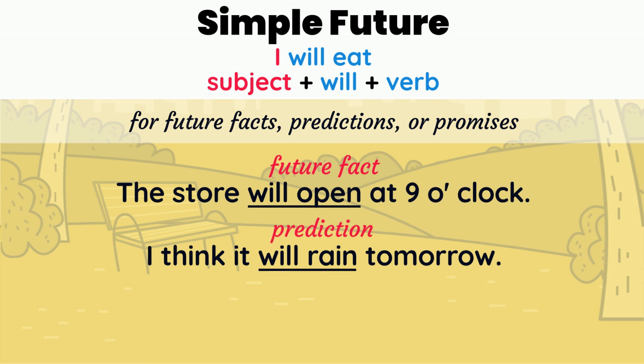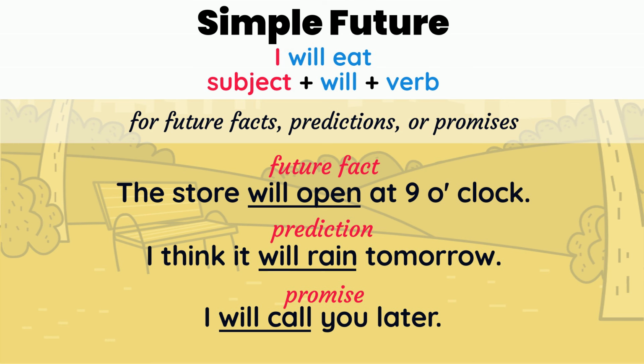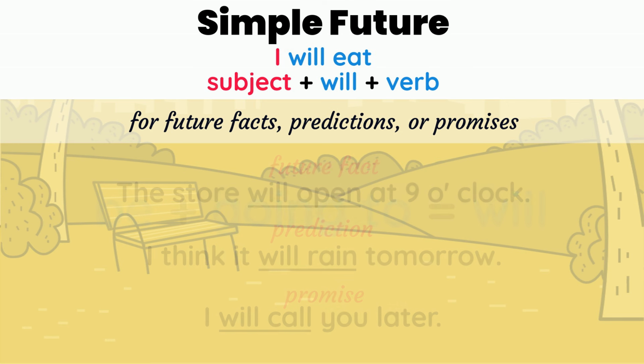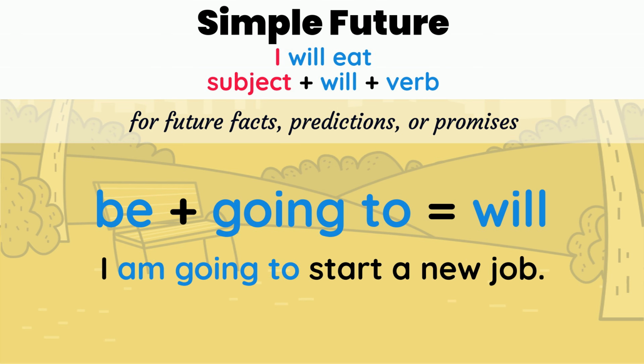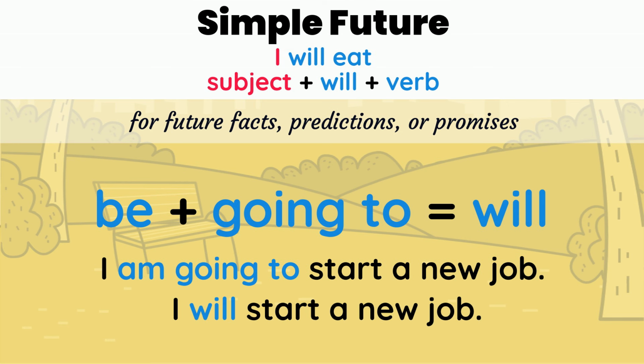It's a prediction. I will call you later. It's a promise. You can also use "going to" instead of "will." For example, "I'm going to start a new job" instead of "I will start a new job."